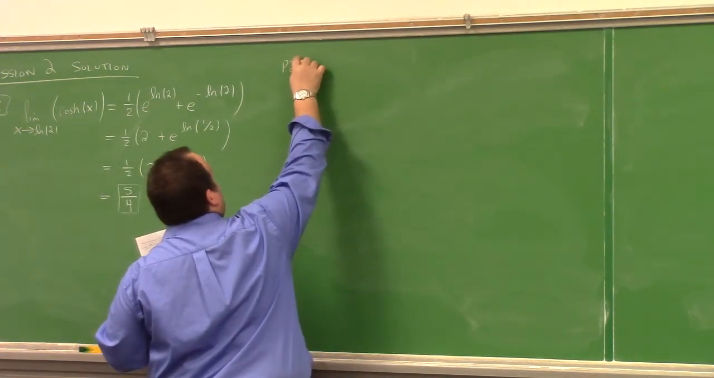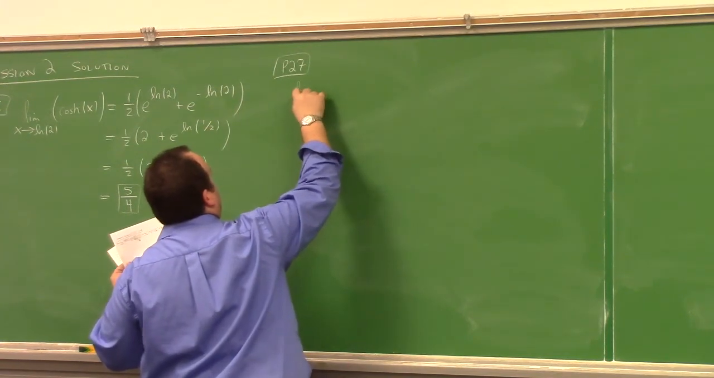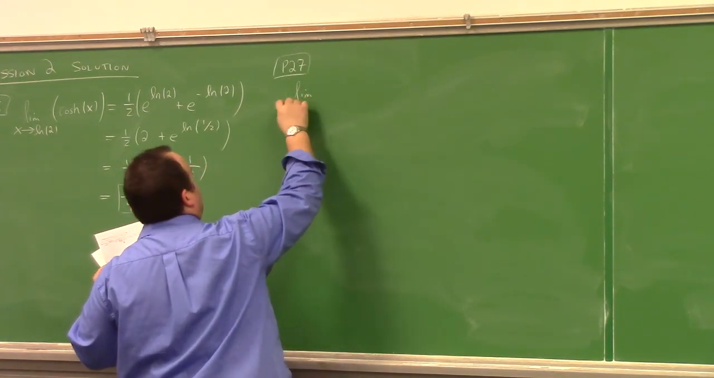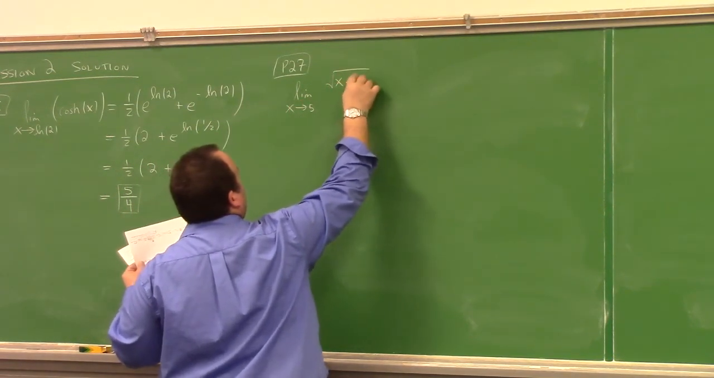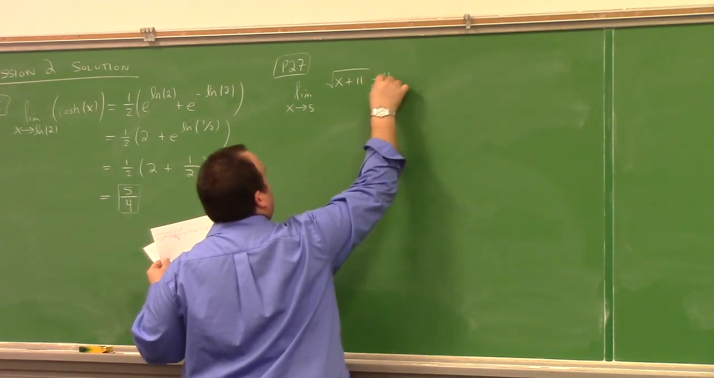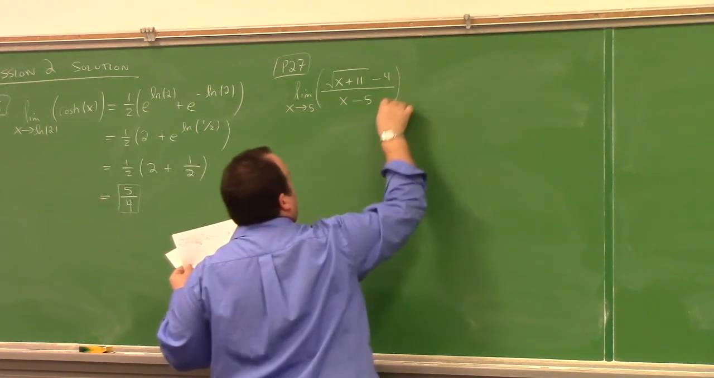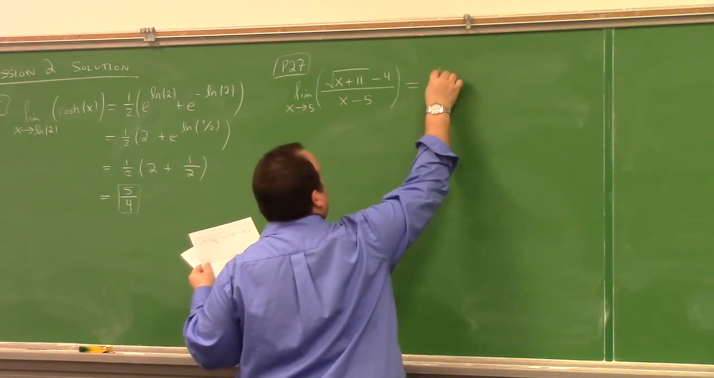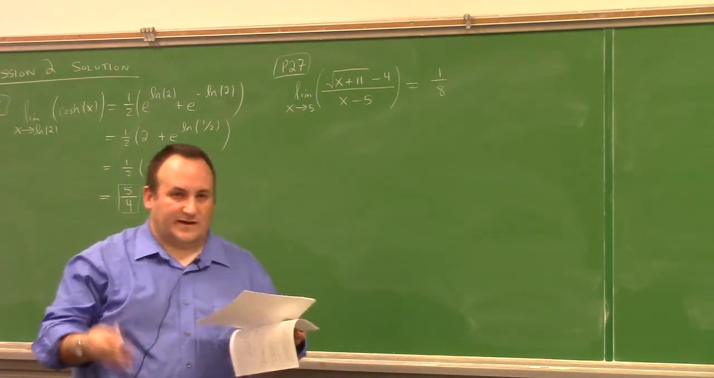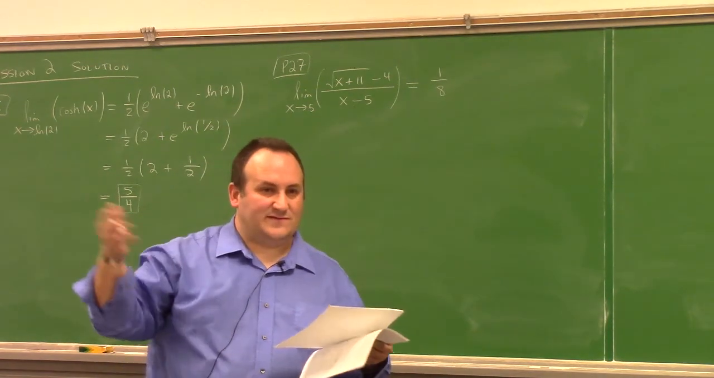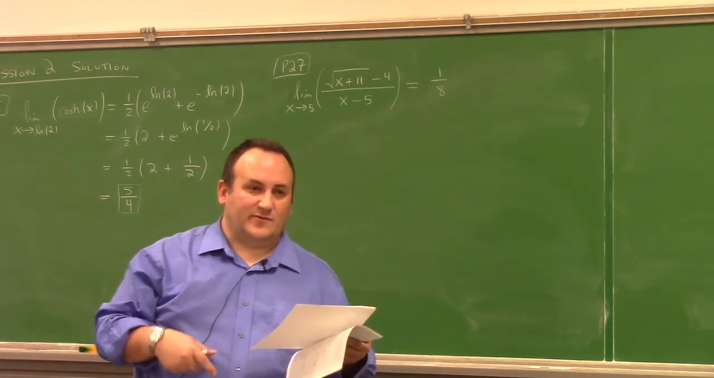So problem 27, I was looking at the limit as x goes to 5 of the square root of x plus 11 minus 4, divided by x minus 5, and I should have seen that worked out to 1/8. So I will post a correction to that. I made a stupid algebra mistake there. I kind of got distracted midstream and forgot to multiply the numerator and the denominator both by the same thing. I just multiplied the numerator alone, which you can't do.